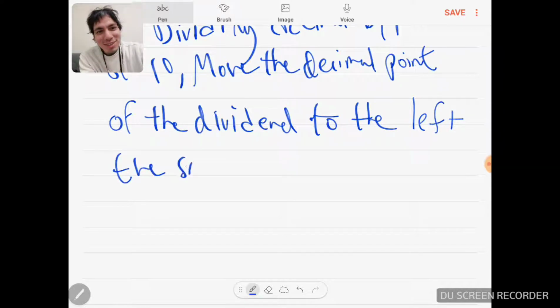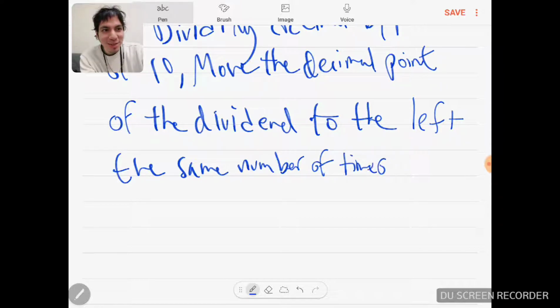The same number of times. Same number of times.